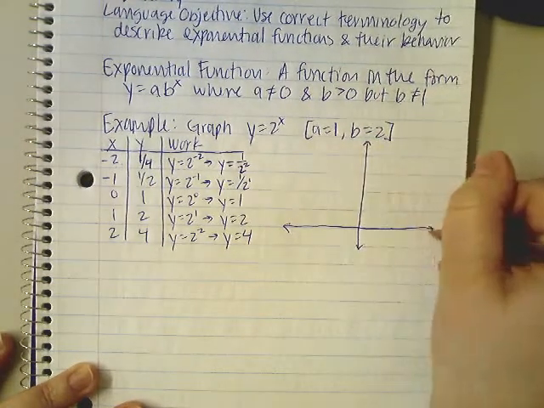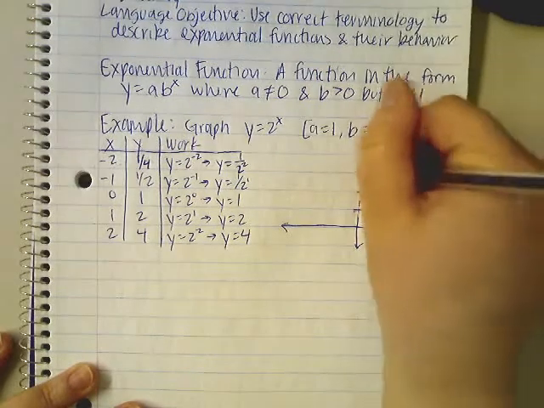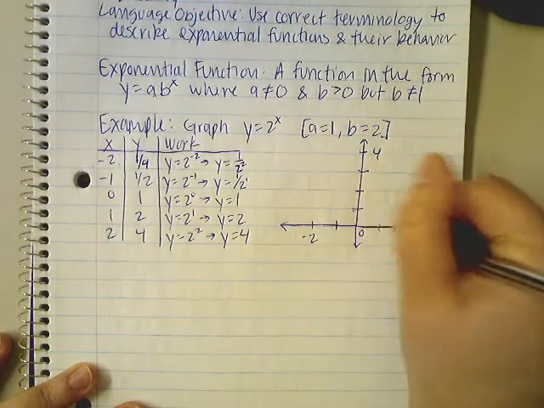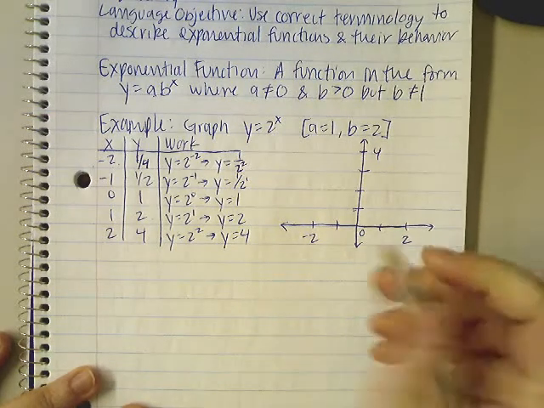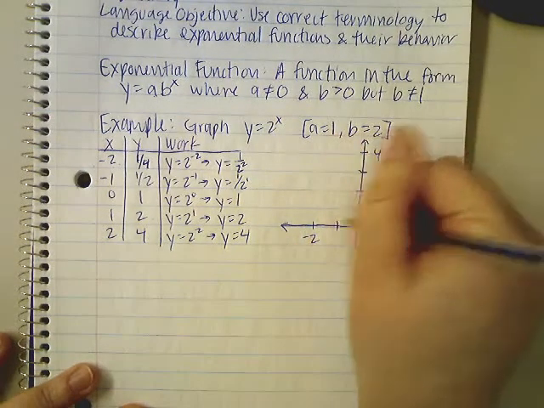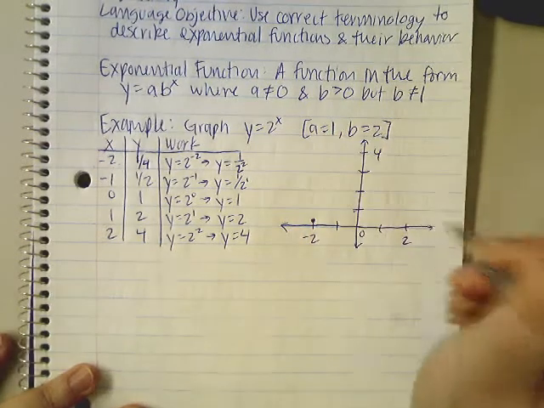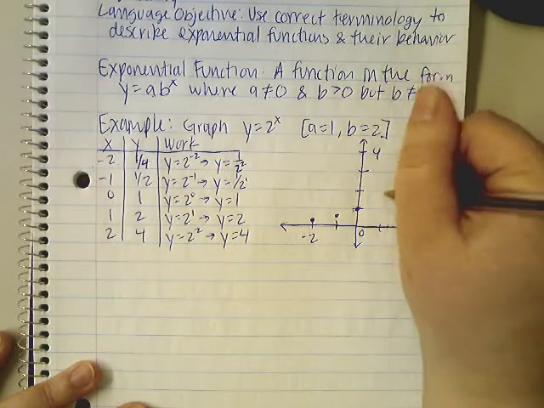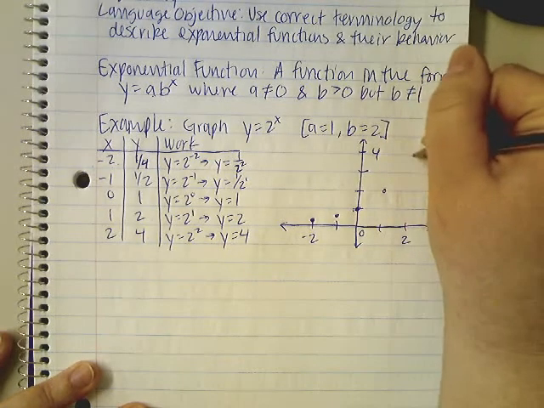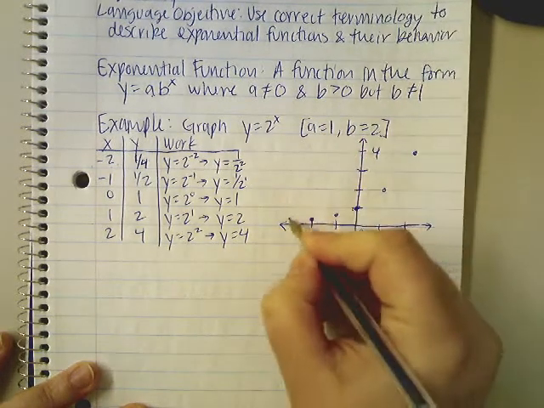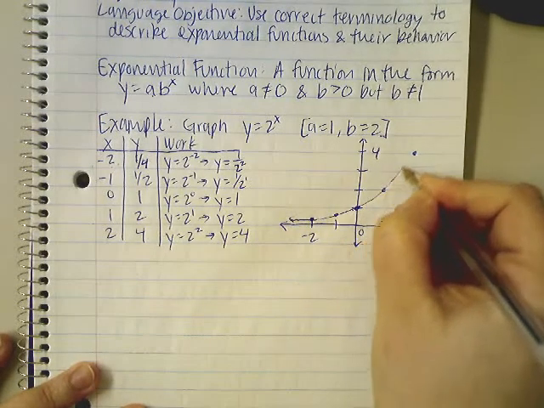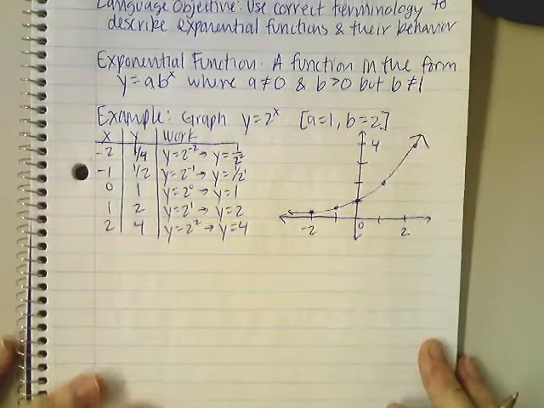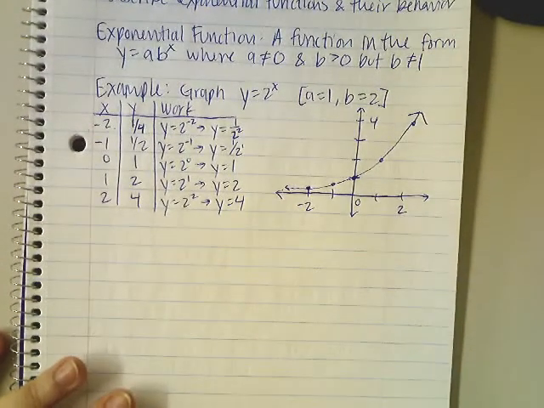Since I don't have any negative values, I'm not going to worry about the negative side of that, and I'm going up to 4, and then I just have -2, 0, 1, 2. So if I plot this, I end up with -2, 1/4, so I'm going only 1/4 of the way up, so it's pretty close to the x-axis. Then I'm going to 1/2, 1 at 0, at 1 I'm at 2, and then at 2 I'm at 4. So I end up with a graph that looks like that. And this is the general shape of all exponential functions.